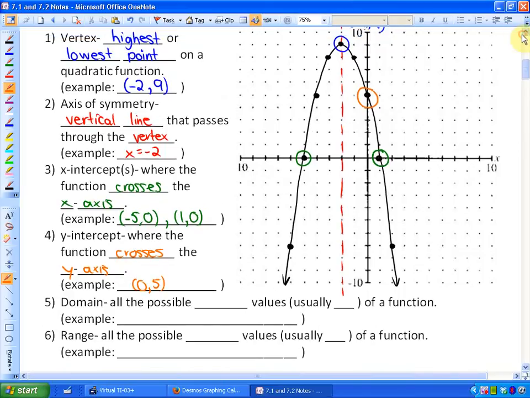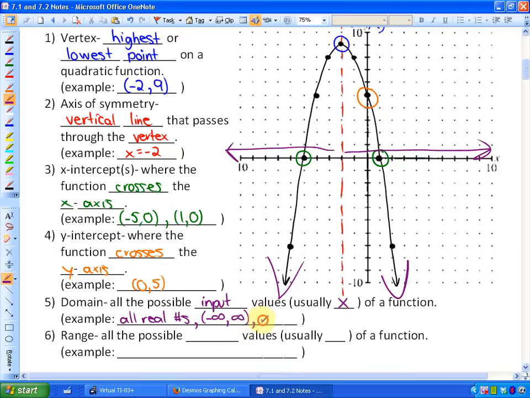Two more definitions: domain and range. Domain is all of the possible input values, which is usually x, of a function. For this particular function, if you look at these arrows, it will go to the right forever and also to the left forever. You can have any input value for this function. So this would be a domain of all real numbers, which can also be written from negative infinity to positive infinity, or symbolically x belongs to the set of all real numbers. Any of those represent a domain of all real numbers.